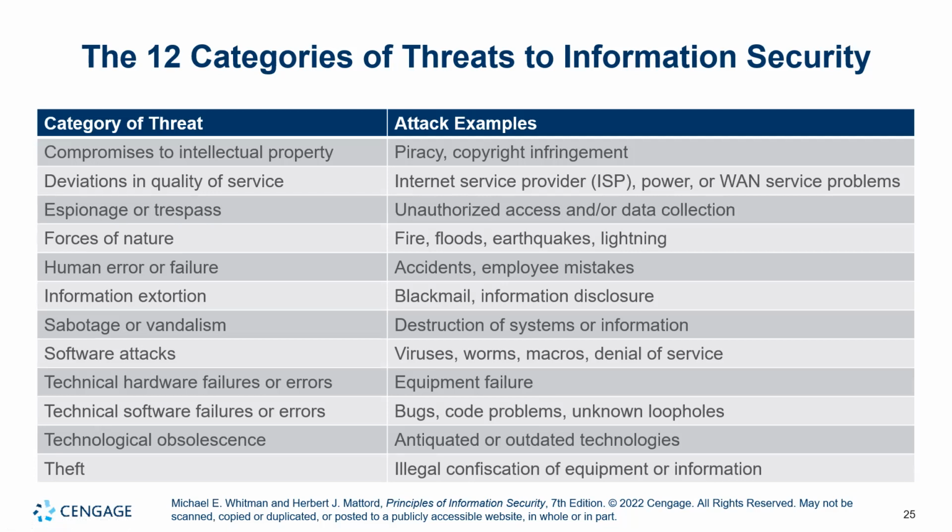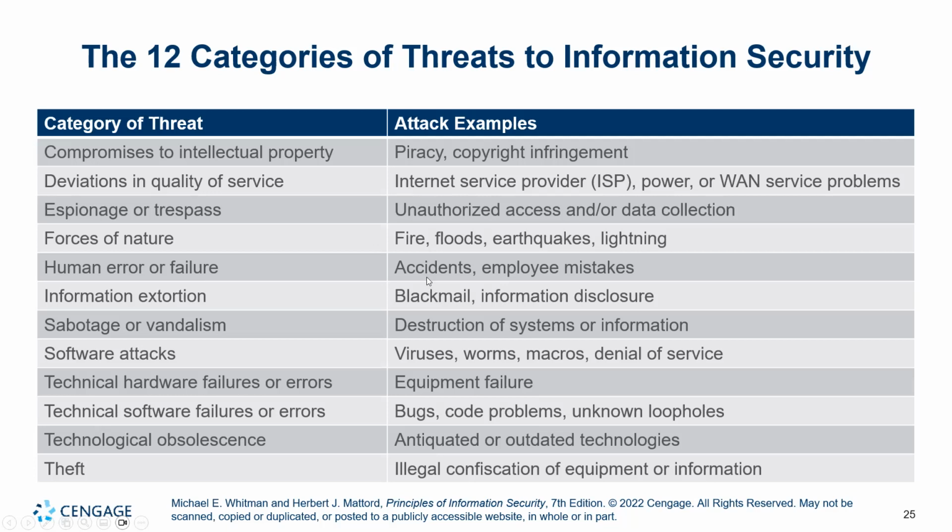Forces of nature, this would have to do with availability again. When you have fire, floods, earthquakes, and lightning, you have destruction of data centers. The more that people put in the cloud, the more that this is a concern. Because if you put all your stuff in the cloud and then the data center is wiped out with a massive earthquake, if you don't have good backups, then that can be a problem. Human error or failure.